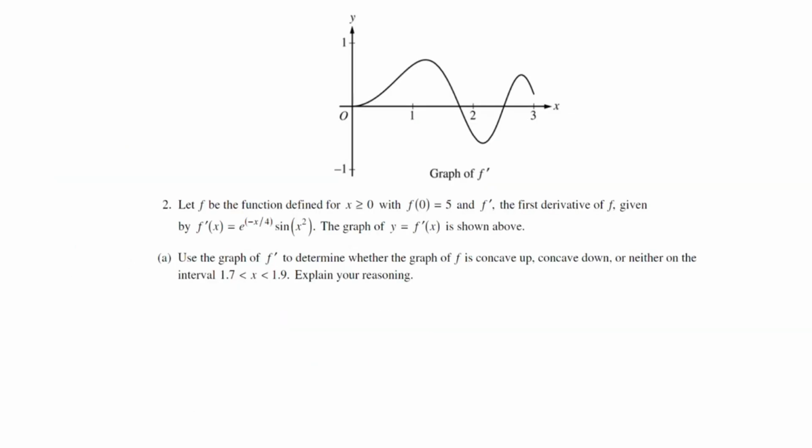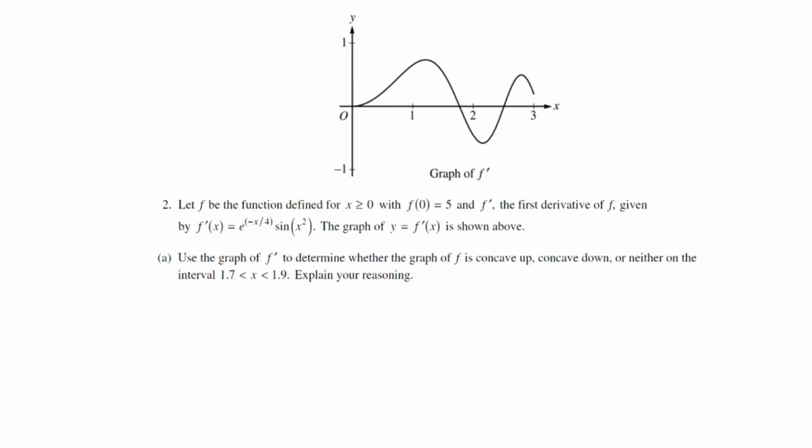All right, this is question number 2 from the 2006 Form B AP Calculus AB exam. It's a function FRQ. We're given a graph of f prime, and we're told that f is defined for x greater than or equal to 0. f of 0 is 5, and f prime is defined as e to the negative x over 4 times the sine of x squared.